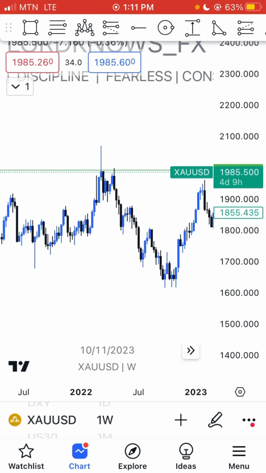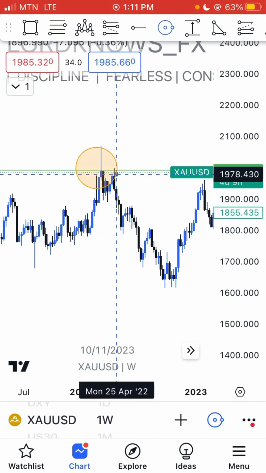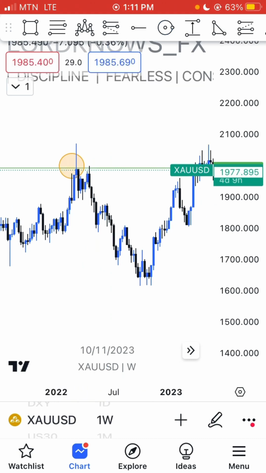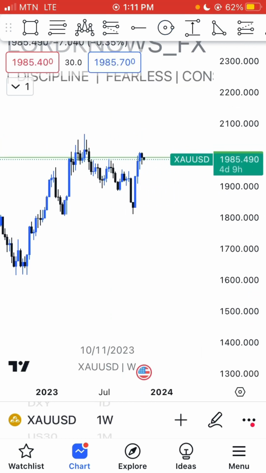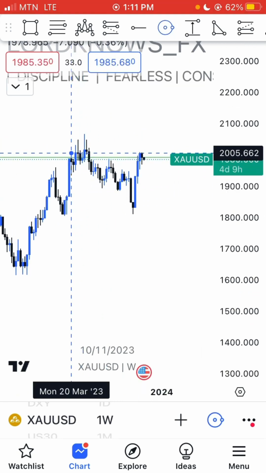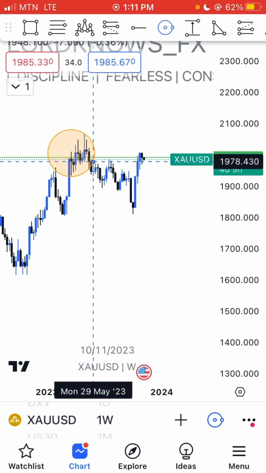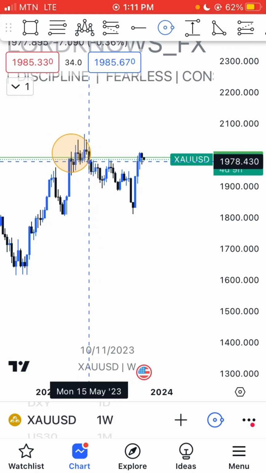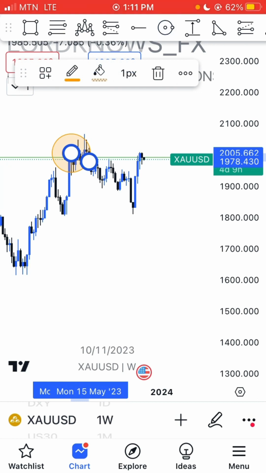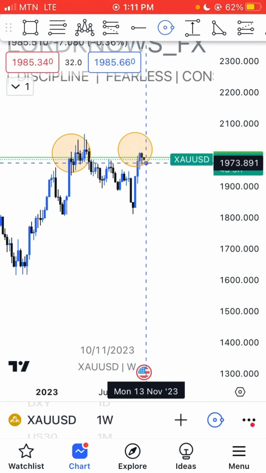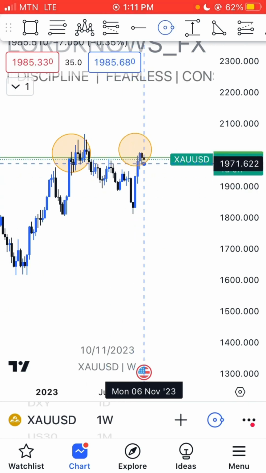You see here, it got to this zone. There was a rejection here. So resistance 1. You see here too, there was a breakout, but it didn't continue upwards. So it still went down. And now you see here. If I was you, I would wait to see what the next candle will do.